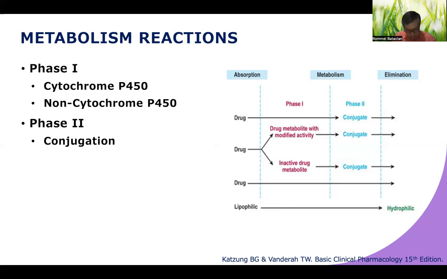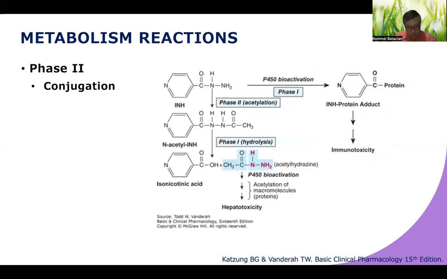However, many phase 1 products are not eliminated rapidly and undergo a subsequent reaction in which an endogenous substrate such as glucuronic acid, sulfuric acid, acetic acid, or an amino acid combines with this newly incorporated functional group to form a highly polar conjugate. Such conjugation or synthetic reactions are the hallmarks of phase 2 metabolism.